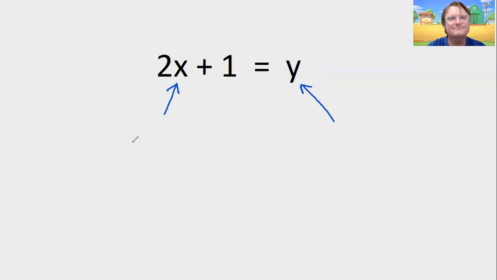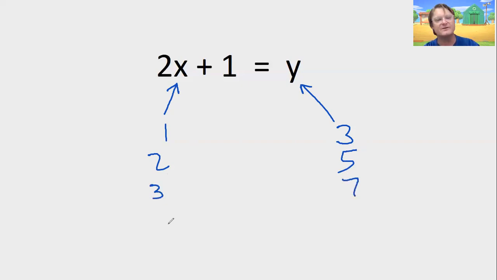See? Excellent. Glad you guys did that. I'm going to write down some values. If you put in a 1, 2 times 1 is 2, plus 1 is 3. So 1 and 3 work, right? We plug them in and they make both sides equal. Good. Keep going. You guys came up with a lot. If x is 2, then y has to be 5. Good. If x is 3, then y has to be 7. Good. If x is 4, y needs to be 9. If x is 5, y needs to be 11.